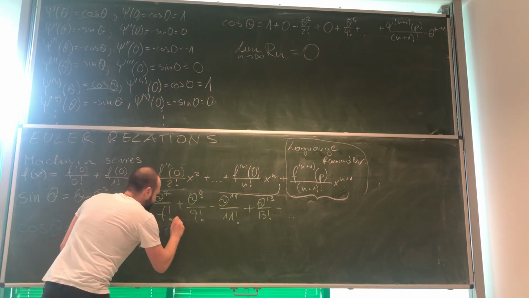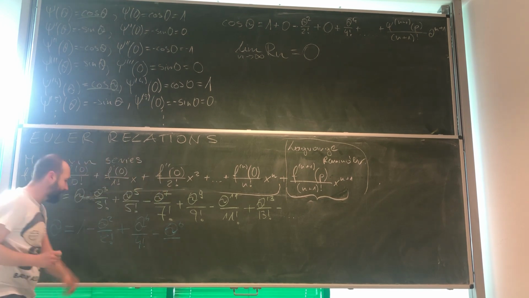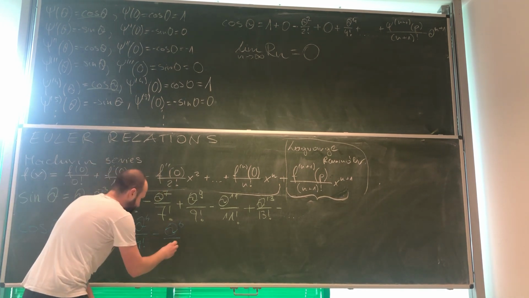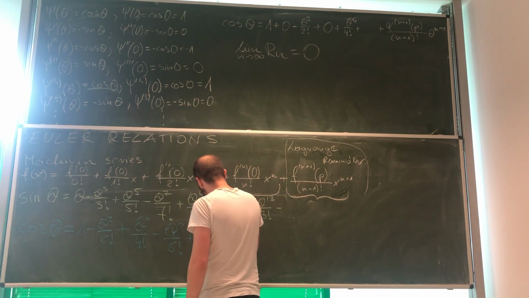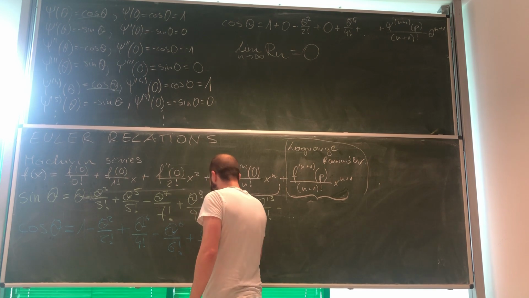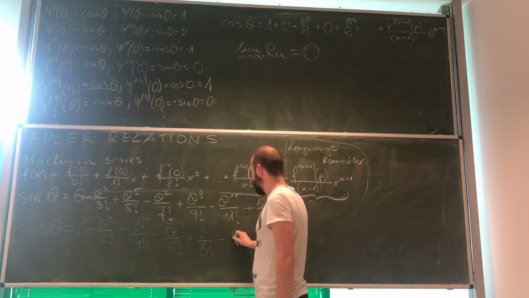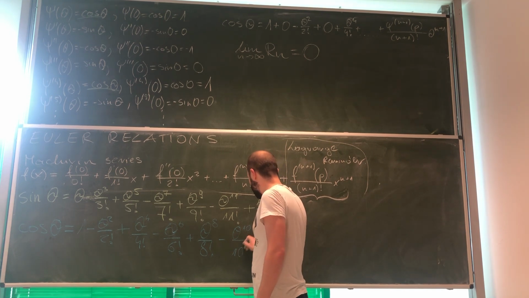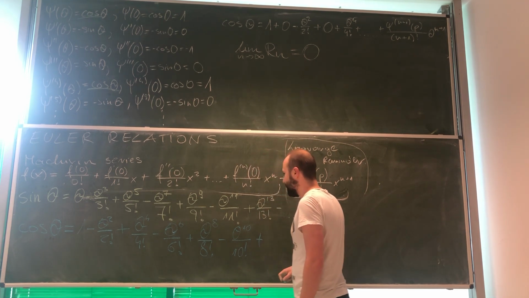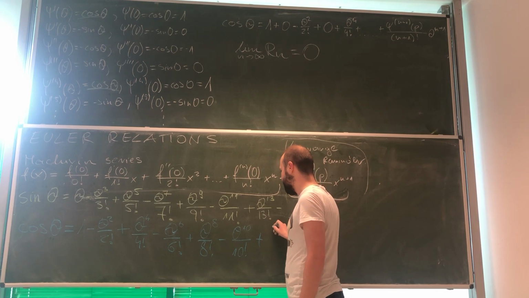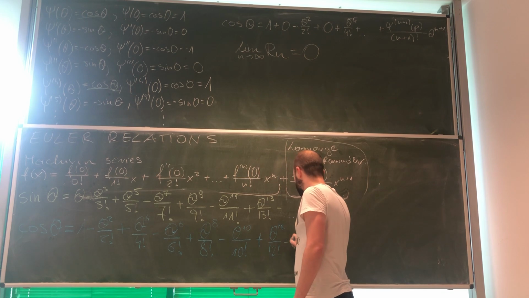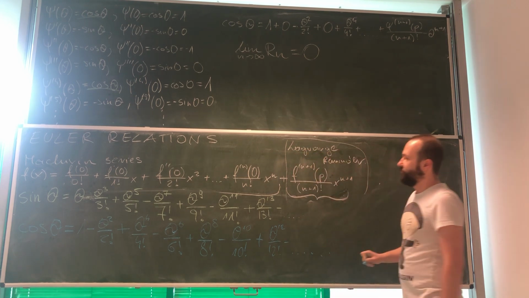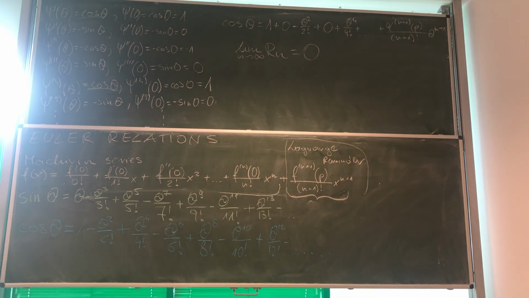It's going to be minus theta to the power of 6 over 6 factorial plus theta to the power of 8 over 8 factorial minus theta to the power of 10 over 10 factorial plus theta to the power of 12 over 12 factorial minus, and so forth.